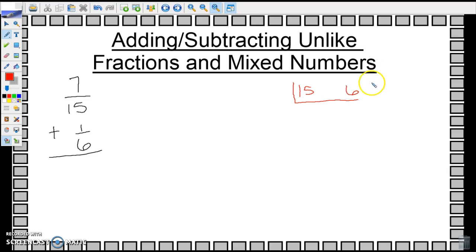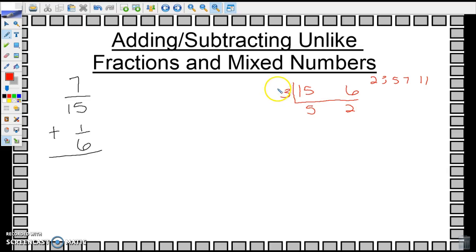And I'm going to look at these 5 numbers, 2, 3, 5, 7, and 11. And I'm going to ask myself, can any one of those 5 divide evenly into 15 and 6? And my answer is yes, 3 can. So I'm going to take 15 divided by 3 and get 5, and 6 divided by 3, which is 2. And then I'm going to ask myself again, can any of these 5 go into 5 and 2? And my answer is no.